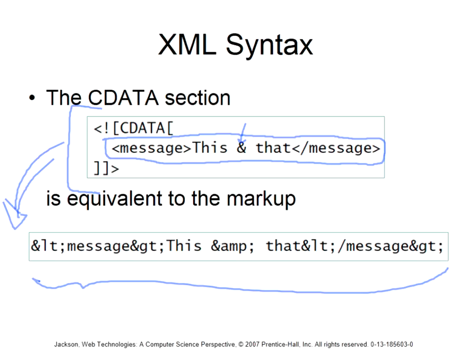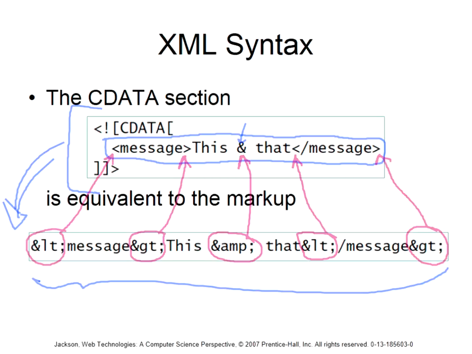So in this text, this represents this character, and this one represents this character. This one represents this character. This one represents this character, and this one represents this character. Is it clear?